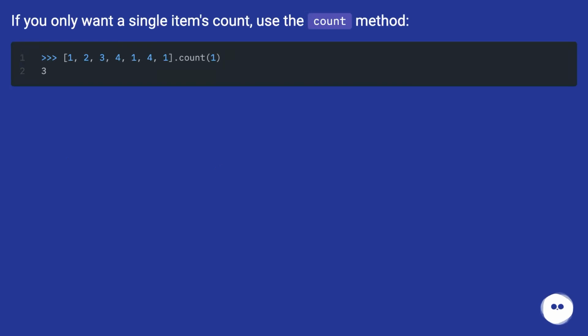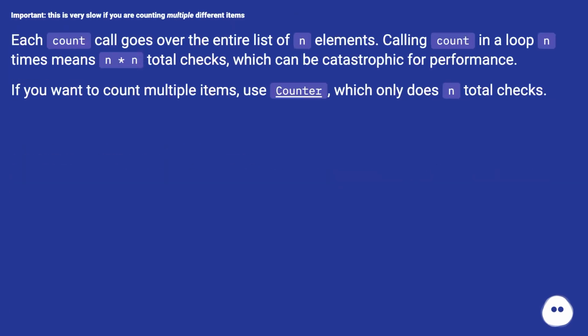If you only want a single item's count, use the count method. Important: this is very slow if you are counting multiple different items. Each count call goes over the entire list of n elements. Calling count in a loop n times means n*n total checks, which can be catastrophic for performance. If you want to count multiple items, use Counter, which only does n total checks.